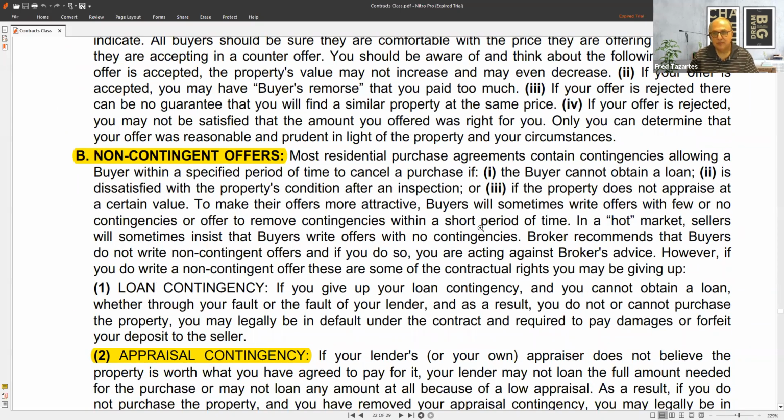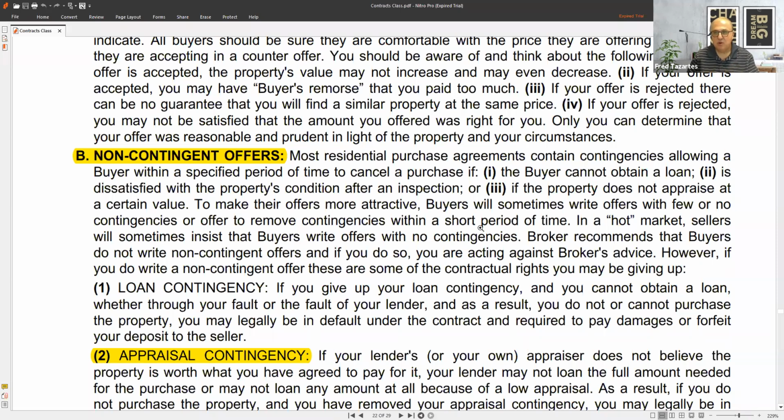Non-contingent offers. We're getting a lot more of those in today's environment. Non-contingent means if you can't get a loan, you're out of luck. If it doesn't appraise, you're out of luck. Again, these are very specific offers. You really need to talk to your clients. Yes, they may get the property, but it may cause a whole other set of issues down the line.